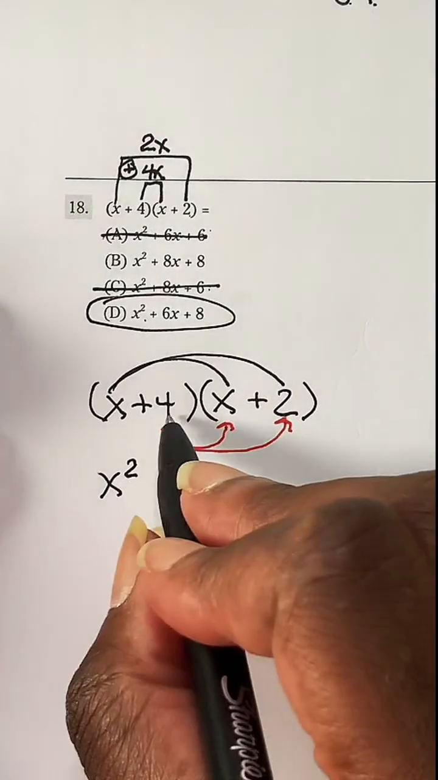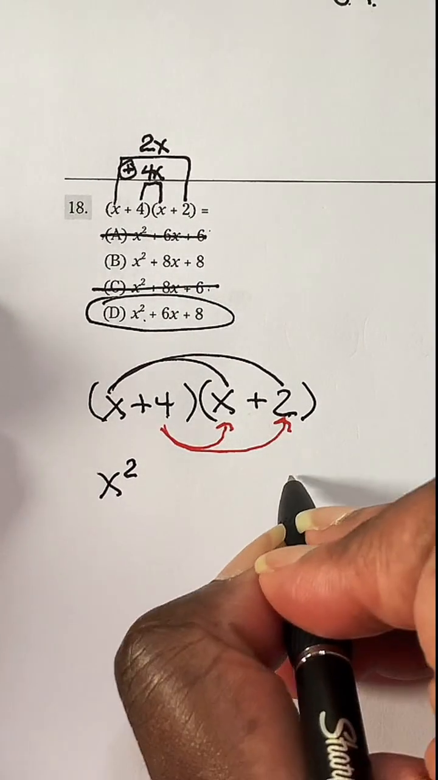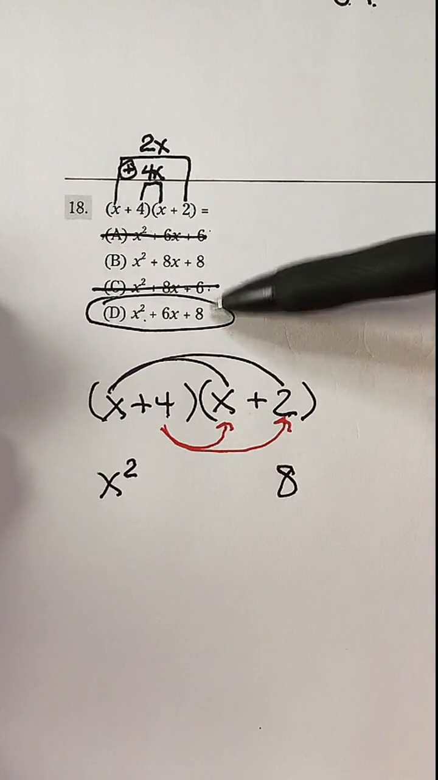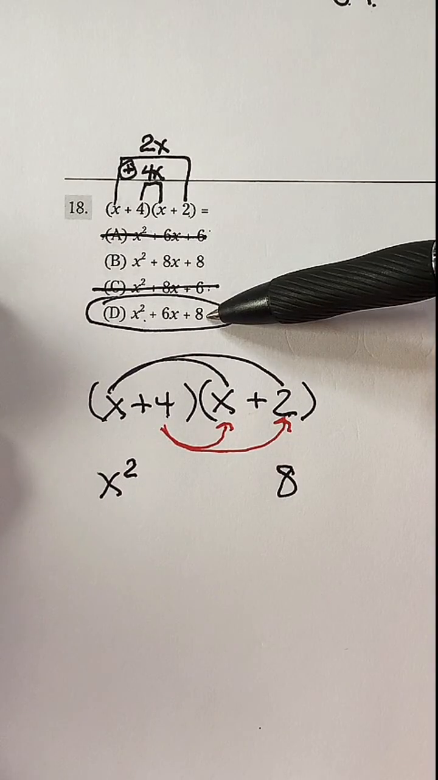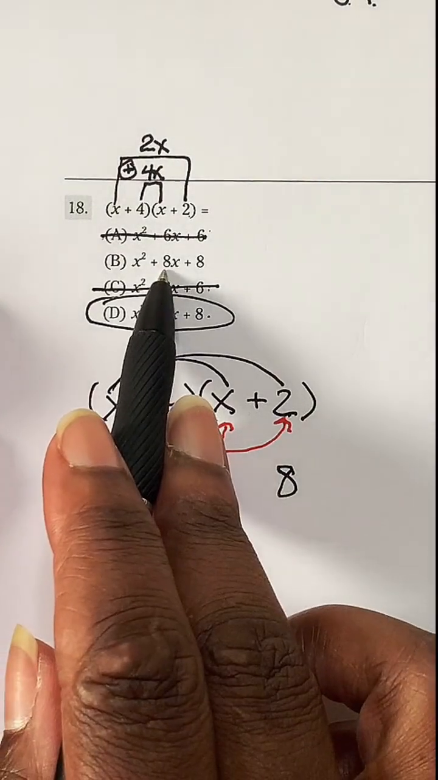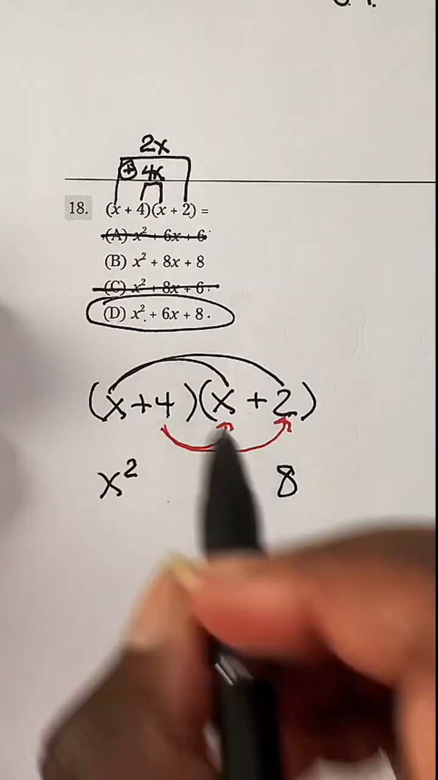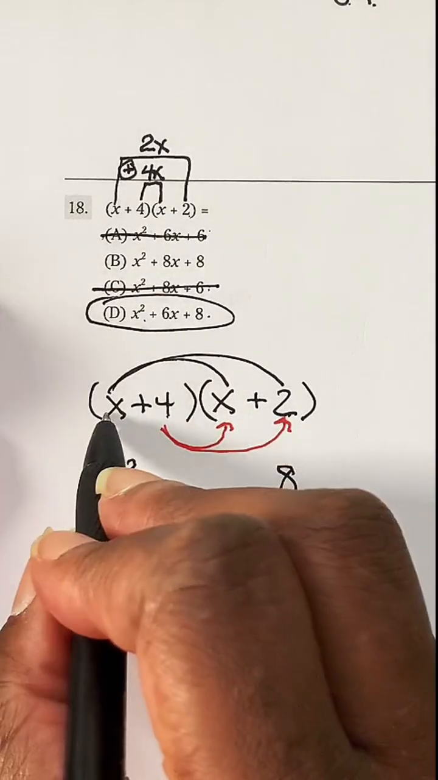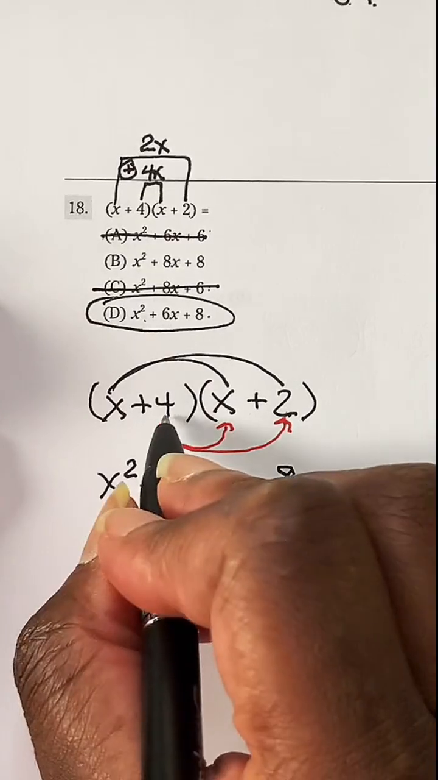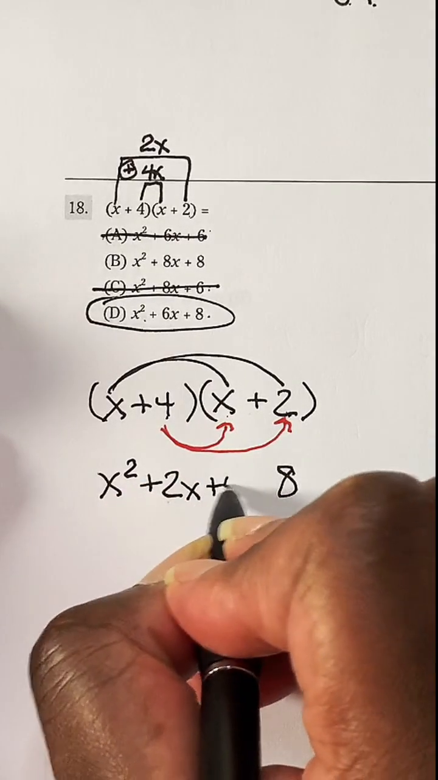But I know if I distribute that 4 and that 2, I'm going to get an 8. So the only ones that ended with 8 were B and D. But in order for me to get the middle term, either an 8x or a 6x, I need to distribute. So x times 2, that gives me 2x. And 4 times x gives me 4x.